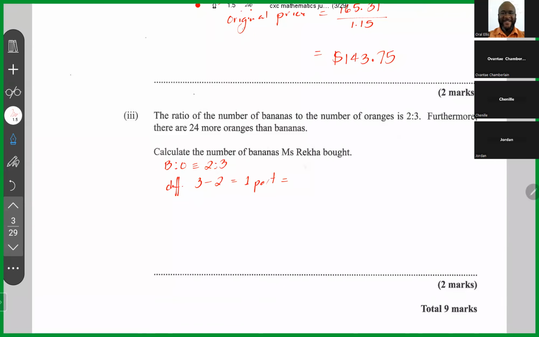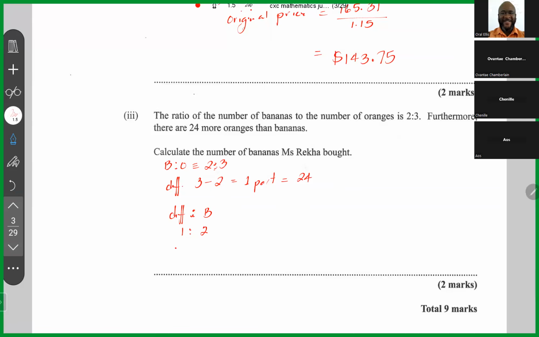And that 1 part, which is the difference between the number of oranges and the number of bananas, is 24. There are 24 more oranges than bananas. So now we're asked to calculate the number of bananas. The ratio of oranges to bananas is 3 to 2. Since oranges are 3 parts and bananas are 2 parts, the difference is 1 part. So the difference to bananas is 1 to 2.